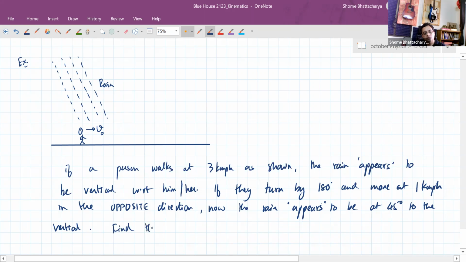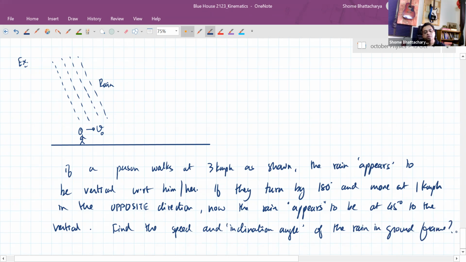Find the speed of the rain with respect to ground and the angle of inclination. Previously we have also done a question like this, but in that the direction of the person was not changing, just his speed was changing. So this is a slightly different version of that question. Let's also do this for practice, and then with this we are done with the additional practice problems related to relative motion.